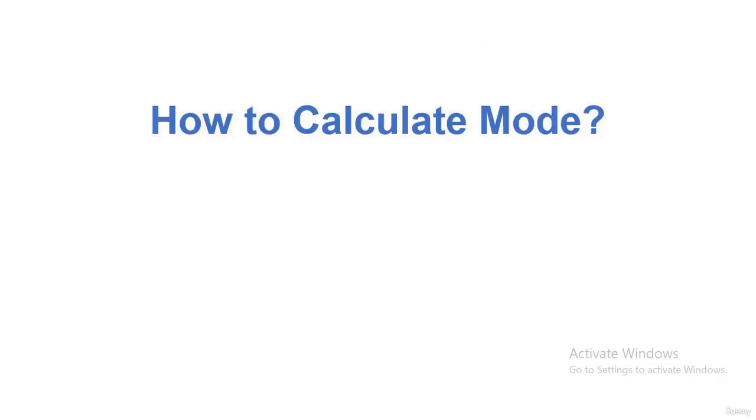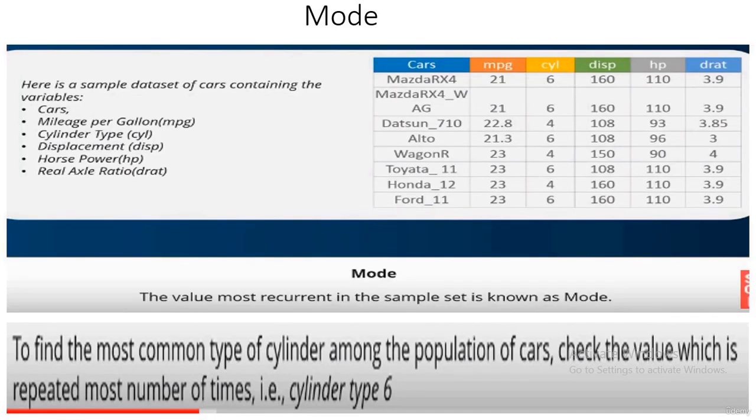Okay, how to calculate mode? Mode is the most recurrent value in the sample set. For example, let's take this cylinder column. Here, the most repeated number is called the mode. In this case, it is 6. That means to find the most common type of cylinder among the population of cars, check the value which is repeated the most number of times. In this case, it is cylinder type 6.